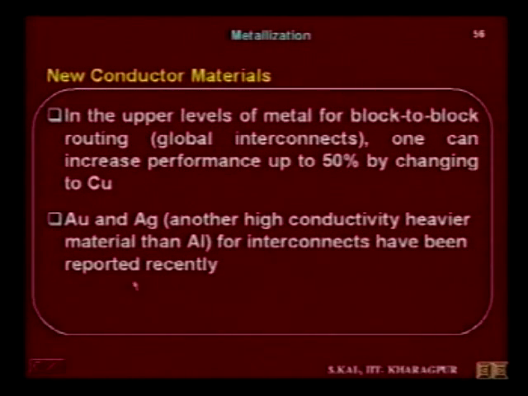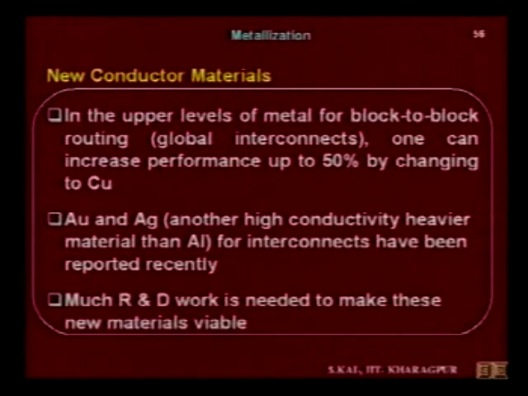Another is gold and silver, which are high conductivity materials, heavier than aluminium, for interconnects. Some research is going on into silver or gold metallization. But gold metallization has a problem: the adhesion is very poor. If you want to use gold, you always have to use some helping material for good adherence. Much R&D work is needed to make these new materials viable.